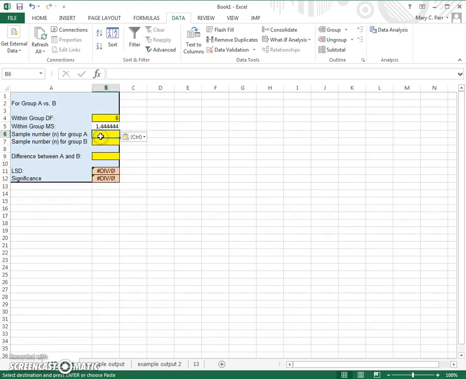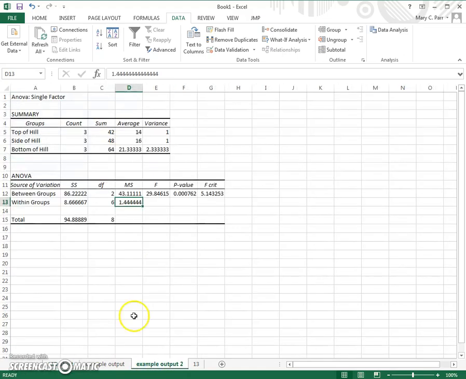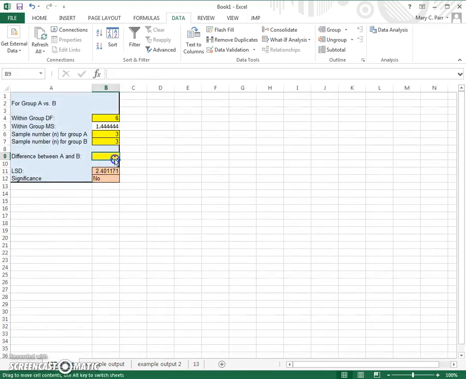Sample number for group A: each of our 3 groups had 3 data points. And for the difference between groups A and B, we have to go back here, and it's 14 minus 16, so that would be 2. The difference between 14 and 16, or 16 and 14, would be 2. And once all that comes into the least significant difference, for these to be significant, they'd have to be at least 2.4 points apart in their averages. So these are actually not significantly different.